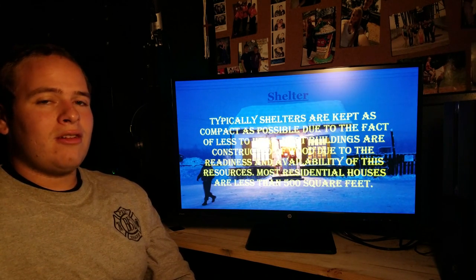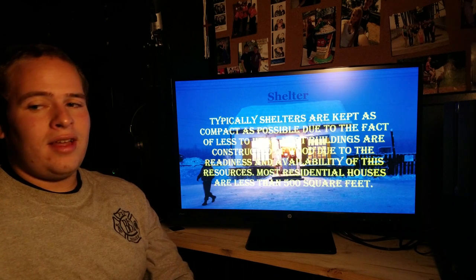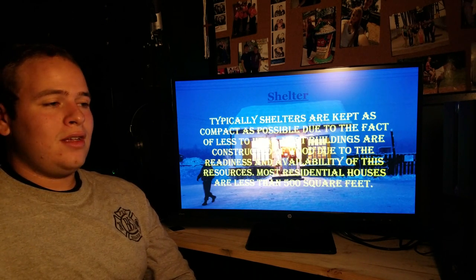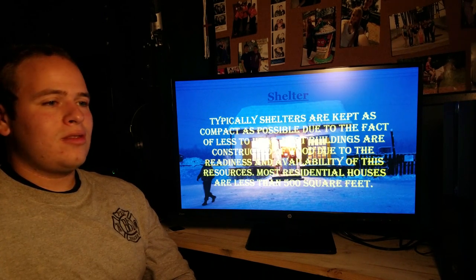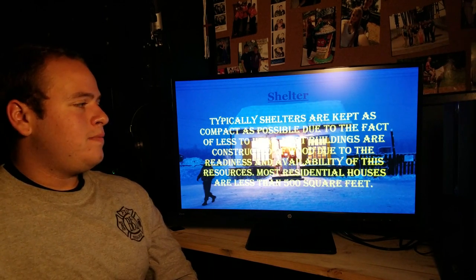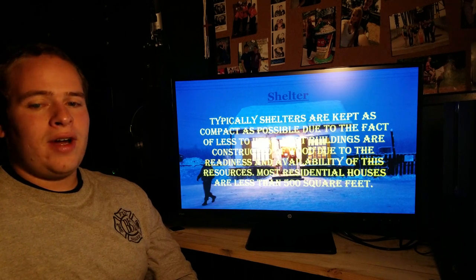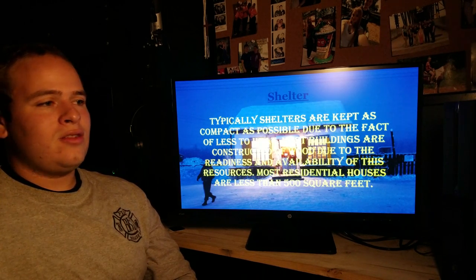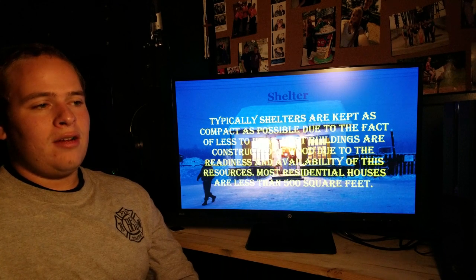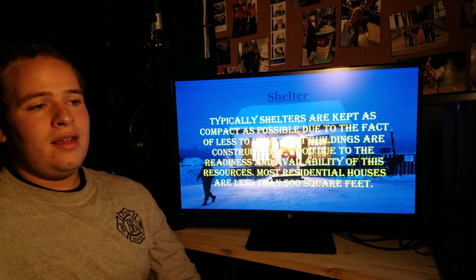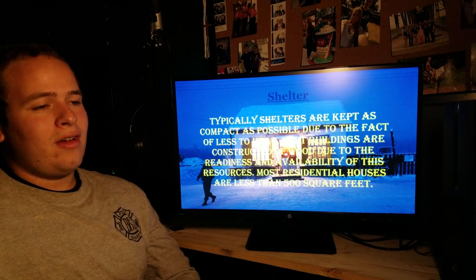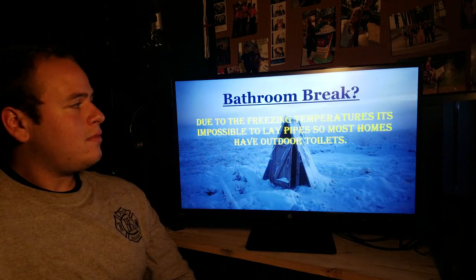Typically, the average shelter up there is 500 square feet or less. Again, that goes back to having less to heat and making your resources go further. Most buildings are made of wood frame construction, at least residential buildings, due to the readiness and the availability of that material. They don't really travel a lot.